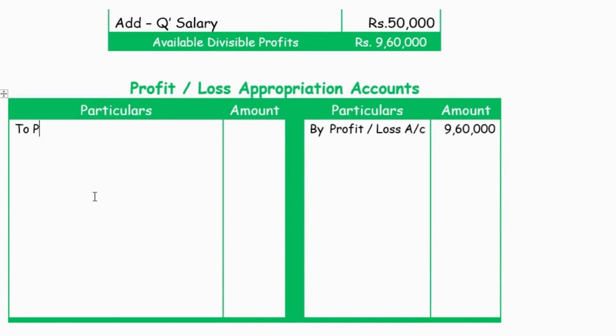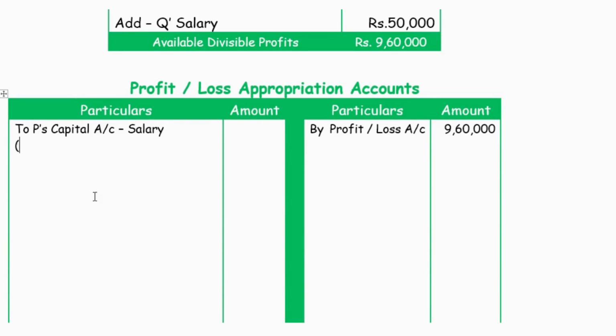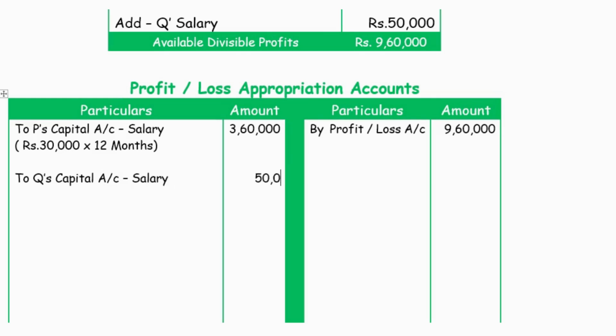The first partner, P's capital account. This is for giving him the credit of salary, and we have already estimated 30,000 into 12 months. He is getting a salary of rupees 3,60,000. The next person getting a credit, Q's capital account, is also getting this for the reason of salary, whereas here the amount is given as an annual value.